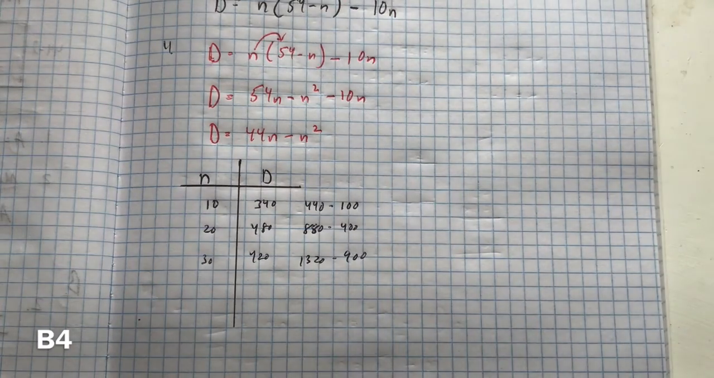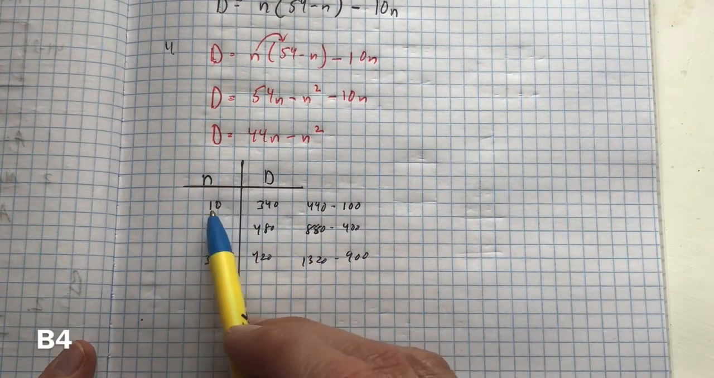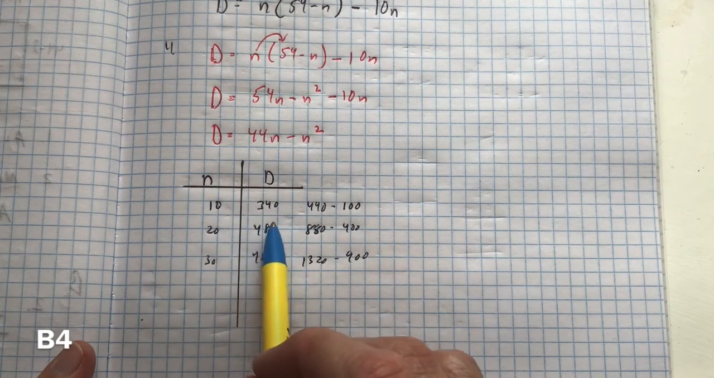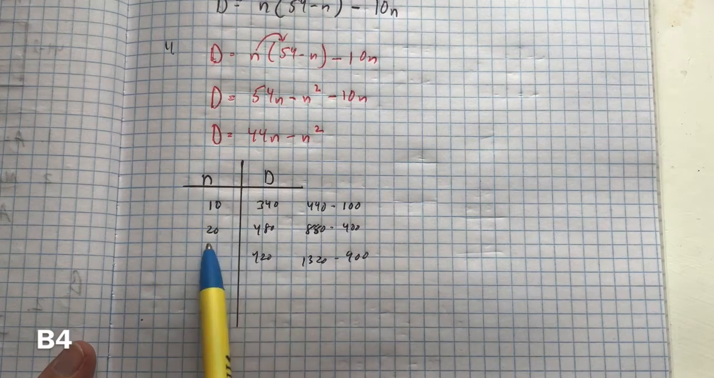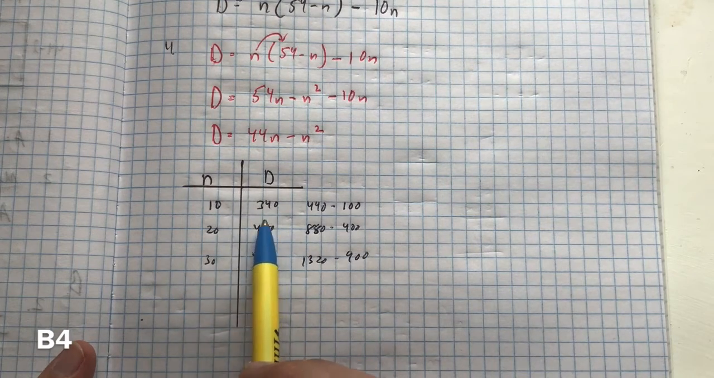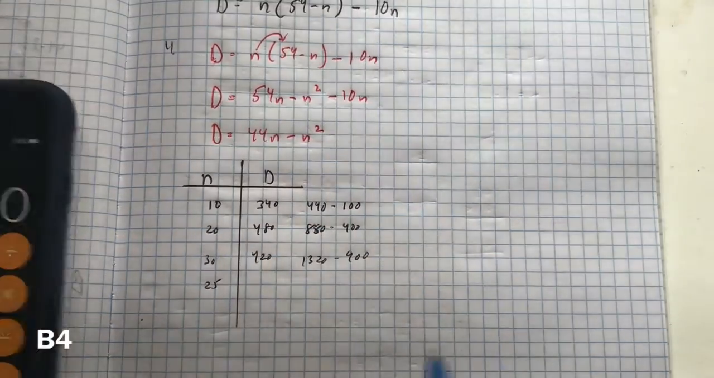Okay, so what we're seeing here, if we follow that same data pattern, as things are increasing, this number comes up, but then it comes back down. It goes up somewhere and comes back down. So let's try a number in the middle. Let's try 25.